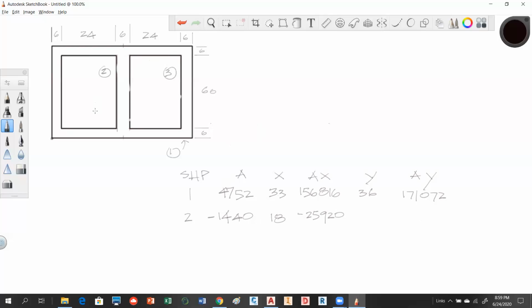So this has the same y value as the overall, because you're up half of this distance, you're 30, and again 6. So that gets us 36. 36 times my negative area is going to give me a negative ay. And that gets me 51,840.